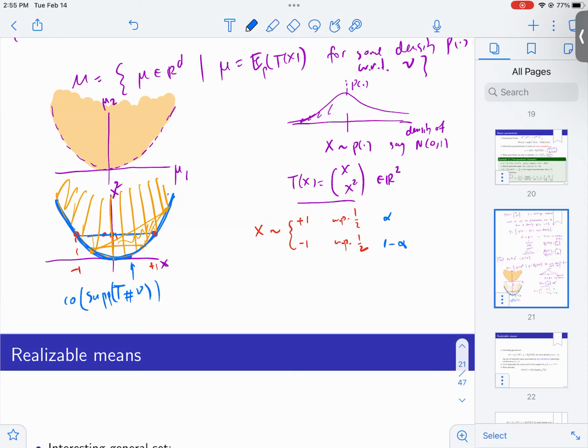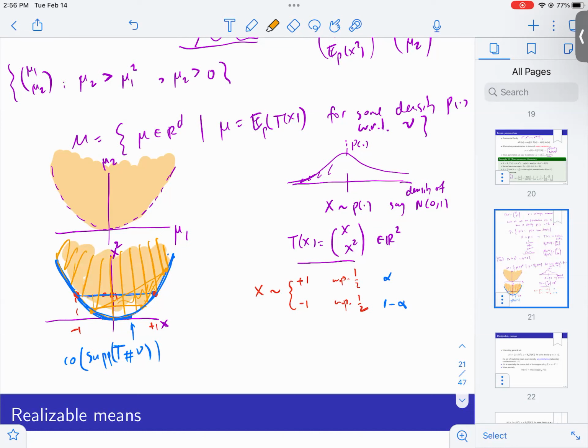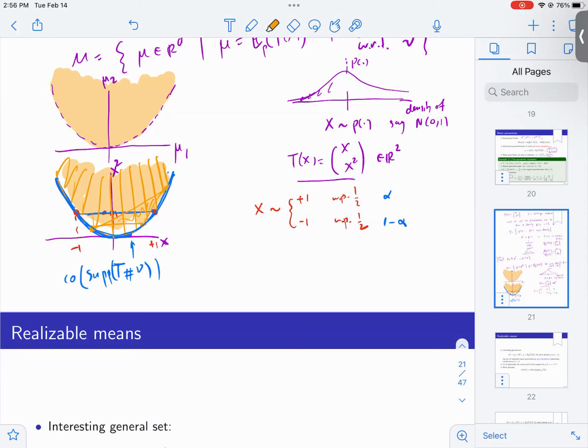Okay, is it sort of clear? So this is a side note, but if you care about geometry, you can see that the set has to be convex. The set of realizable means is convex.